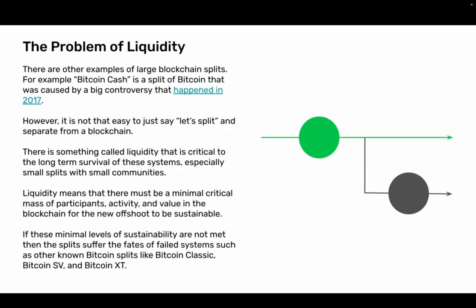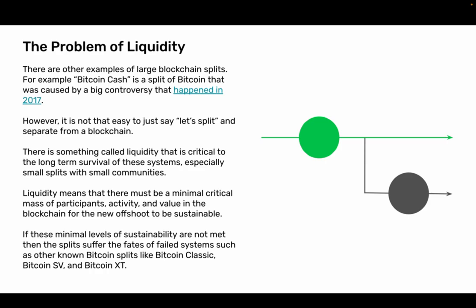The problem of liquidity. There are other examples of large blockchain splits. For example, Bitcoin Cash is a split of Bitcoin that was caused by a big controversy that happened in 2017. However, it is not that easy to just say let's split and separate from a blockchain. There is something called liquidity that is critical to the long-term survival of these systems, especially small splits with small communities. Liquidity means that there must be a minimal critical mass of participants, activity, and value in the blockchain for the new offshoot to be sustainable.